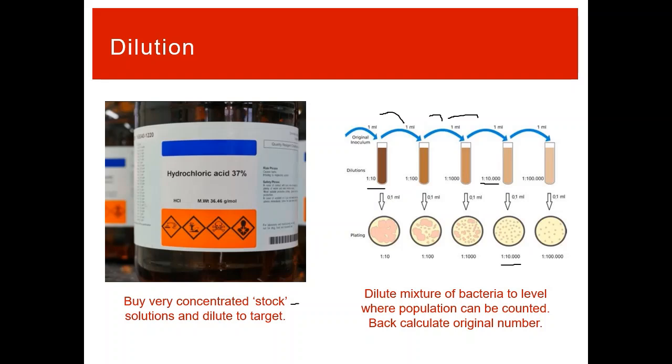So dilution is really common throughout science. In all honesty, if you are going on to pursue any sort of lab science career, dilution is the most important thing you will learn in general chemistry as a useful approach moving forward.